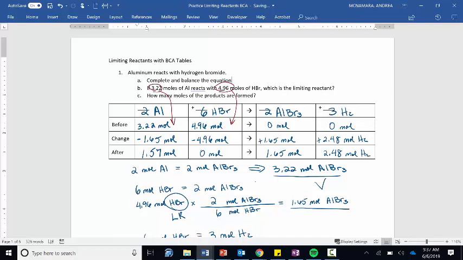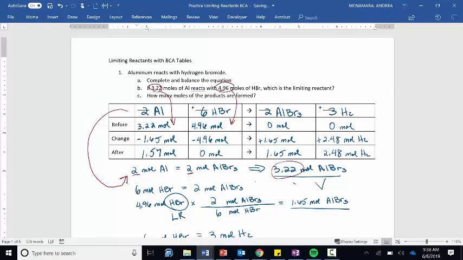Now, it's up to you. It doesn't matter which one you pick. I decided to pick aluminum. So I started with aluminum and said, if I have this much aluminum, how much aluminum bromide am I going to form? My ratio was 2 moles of aluminum bromide for every 2 moles of aluminum. So if I have 3.22 moles of aluminum, I can make 3.22 moles of aluminum bromide.